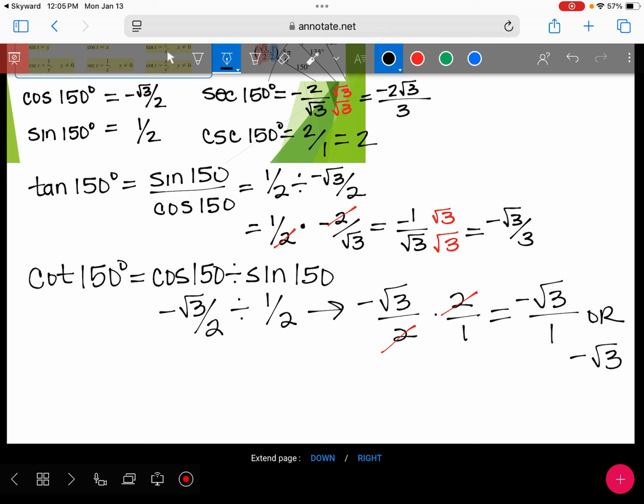Any questions? What are you all thinking so far as we're starting to work with our unit circle? Okay, take out your unit circle real quick. Yes.